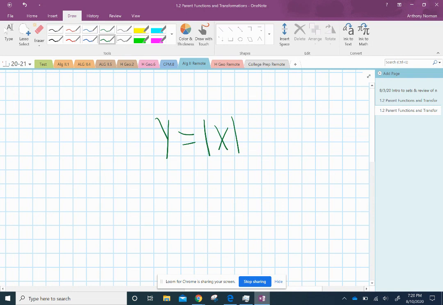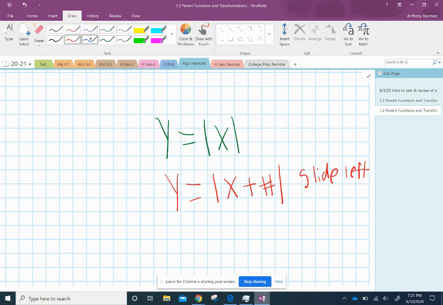To move left and right, it's counterintuitive. So we need to be inside the bars. We need to be inside the parentheses. To move to the left, we're going to add a number. Slide left. To go right, we have to subtract a number. I know, I know, it's counterintuitive. It's weird. It doesn't make sense. You don't believe me.